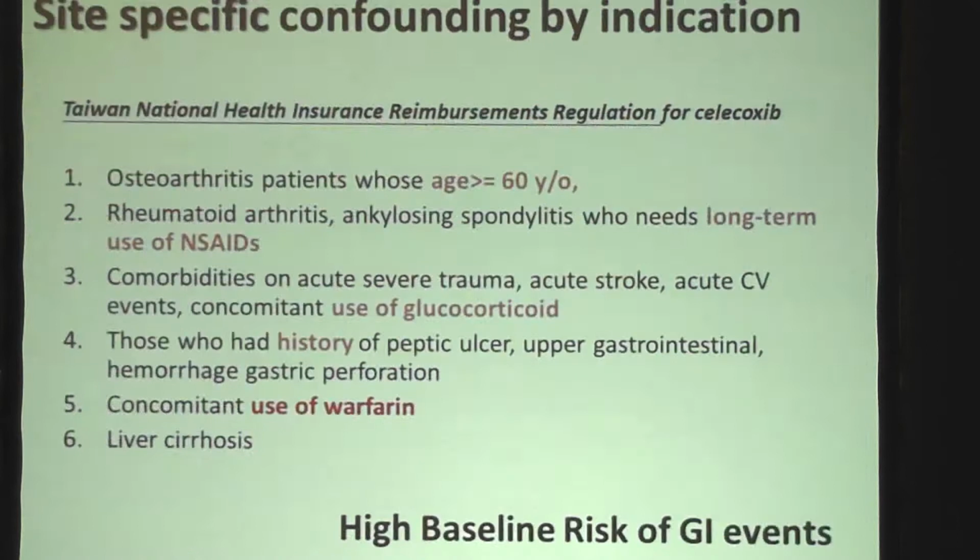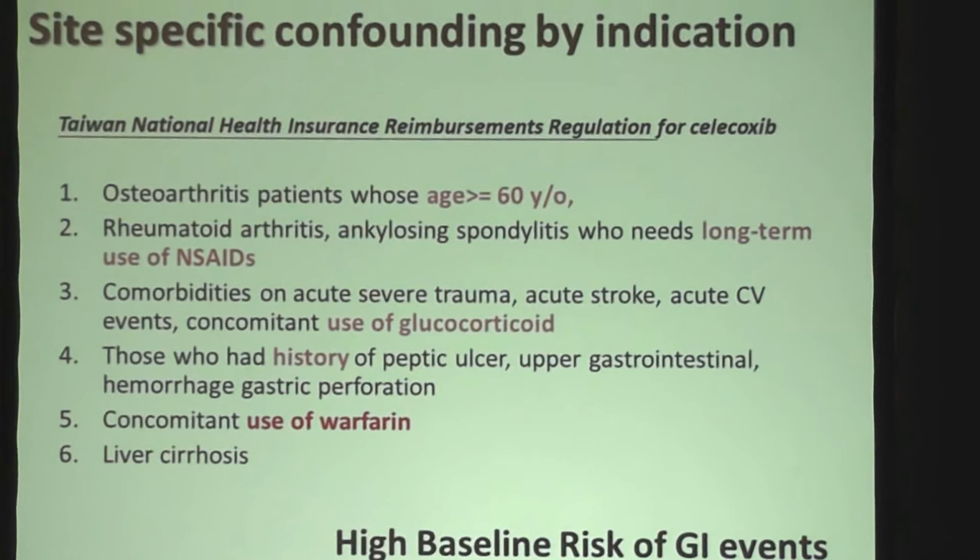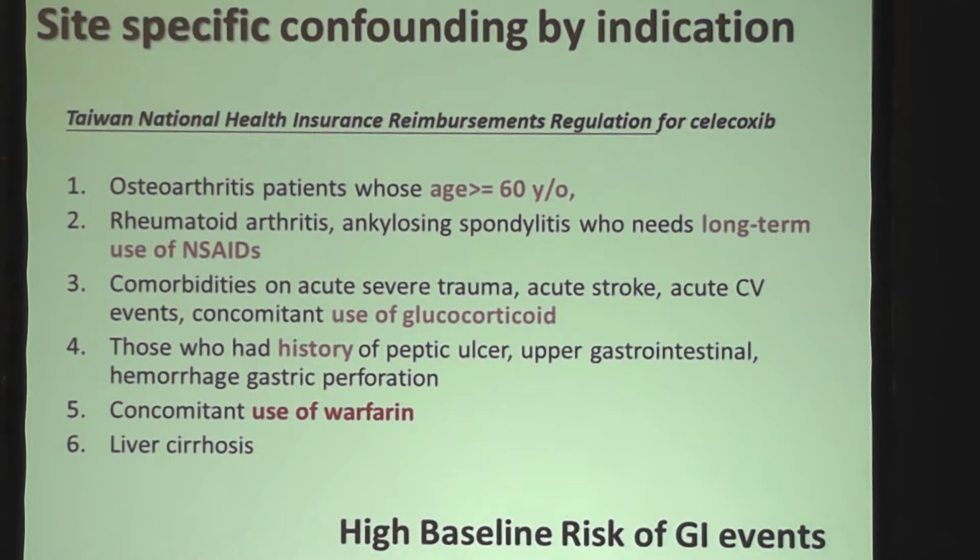So let's reflect the very specific situation in Taiwan based on our reimbursement guideline. Patients are required to have one of six conditions so that they can get reimbursement for the use of the coxib. For example, patients with osteoarthritis aged 60 years and above, those who need long-term use of NSAIDs, those who need concomitant use of steroids, those who had a history of GI bleeding and GI upset, and those who concomitantly use anticoagulants. This means these patients have a high baseline risk of GI bleeding. So that's probably why we observe a high risk in the coxib group in Taiwan.